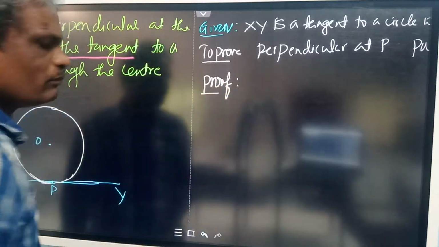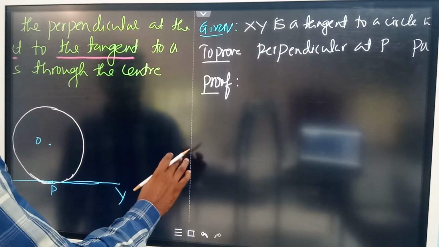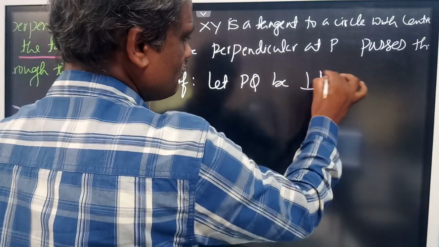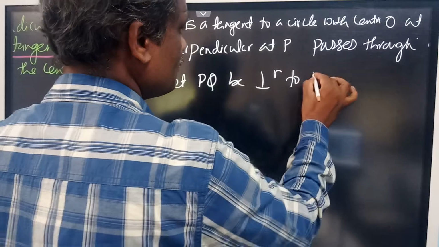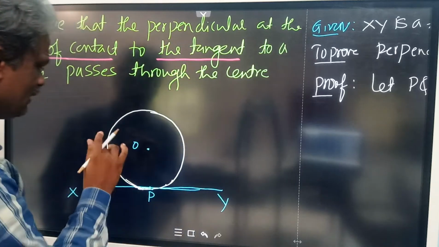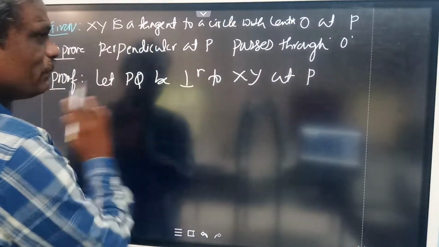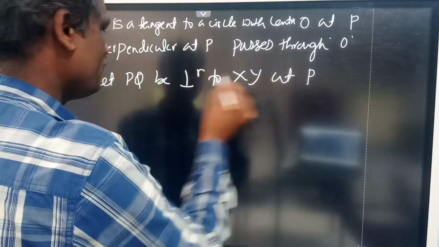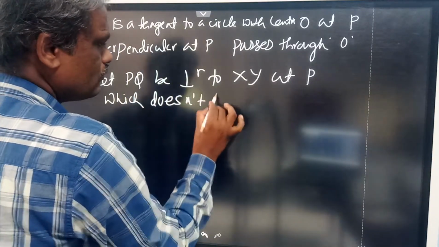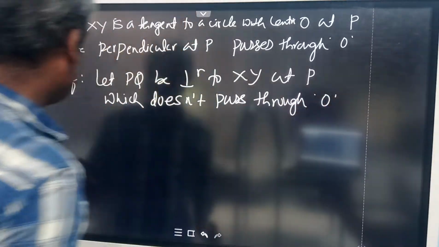So let us prove this by the method of contradiction. Let PQ be perpendicular to XY at P. That means at the point of contact. So let me draw one perpendicular line which doesn't pass through the center. Let PQ be perpendicular to XY at P, which doesn't pass through O. So this is our assumption.